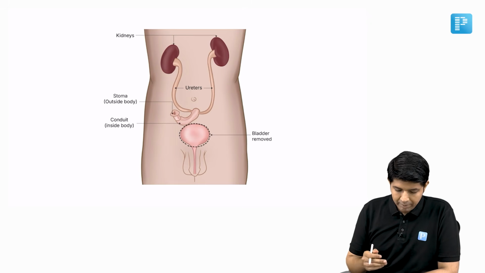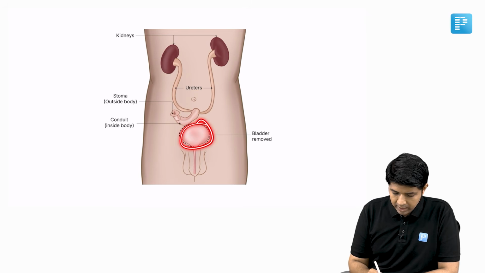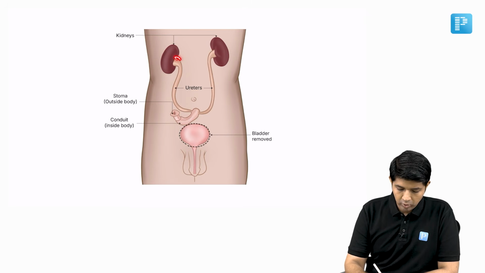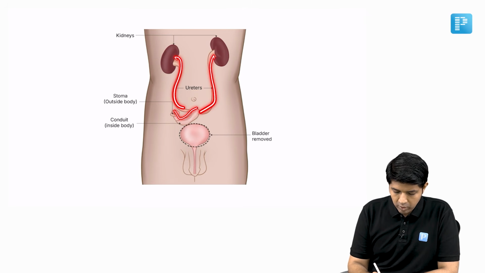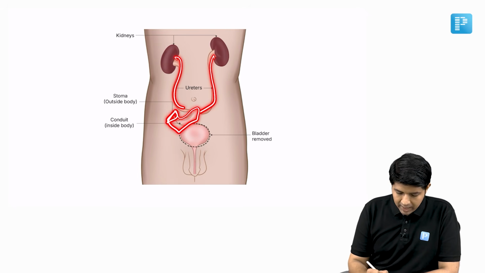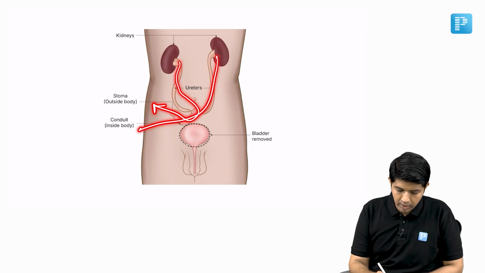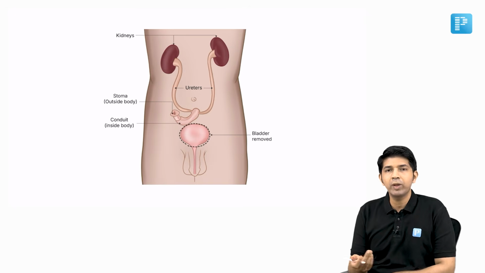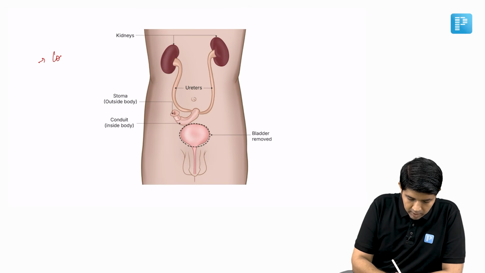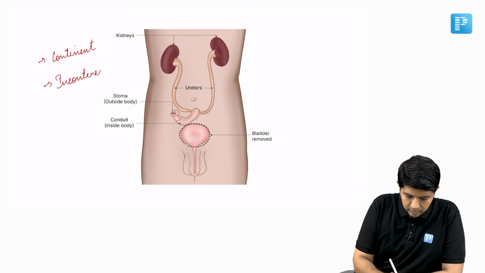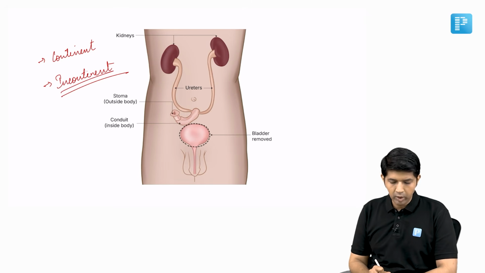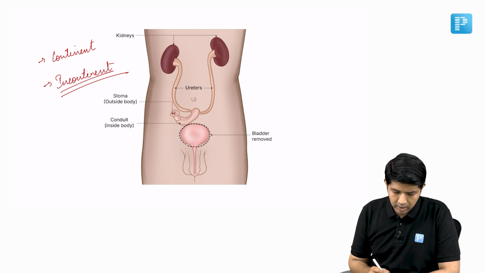Okay. So this is an image of an ileal conduit. Here you can see the bladder is removed. So the two ureters are anastomosed to a vascularized piece of the ileum. And this ileum is brought out as a stoma, and all the urine from here will keep coming out of the stoma. Now this particular conduit can either be continent or an incontinent ileal conduit.